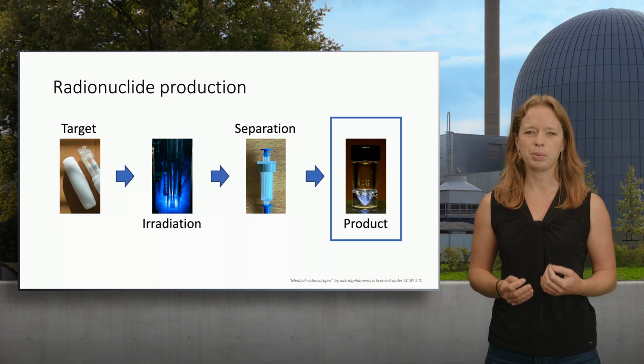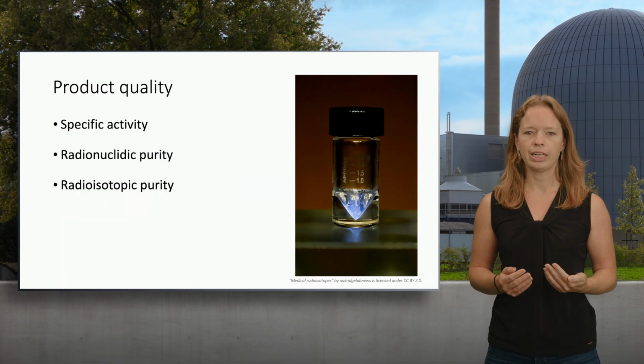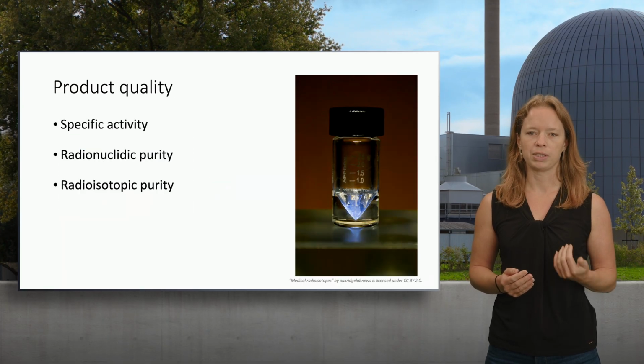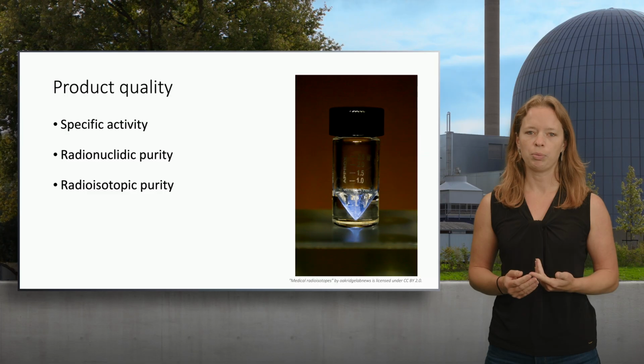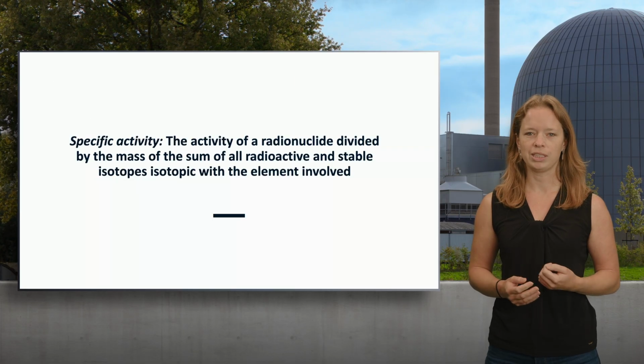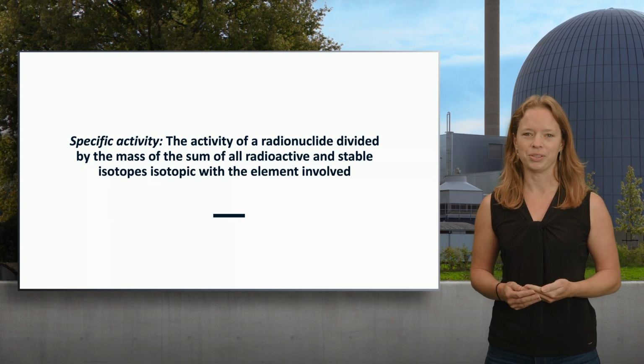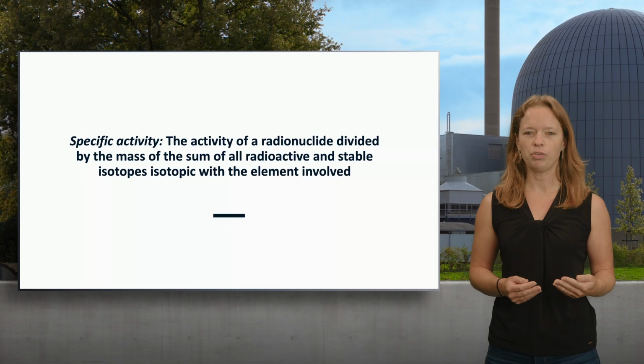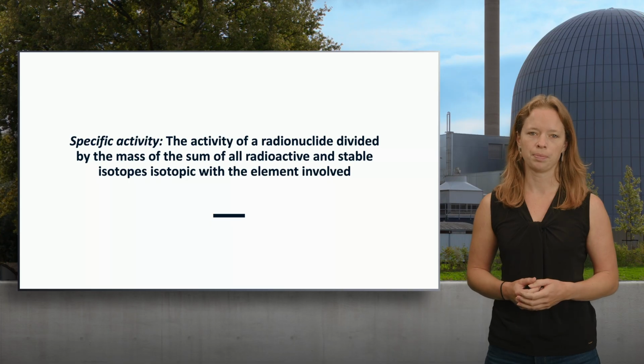However, there are often very specific requirements about the product quality which must be met. Therefore, we will look at three different indicators for product quality: the specific activity, the radioisotopic purity, and the radionuclidic purity. First, specific activity. The specific activity, according to radionuclide producers, is defined as the activity of a radionuclide divided by the mass of the sum of all radioactive and stable isotopes of that element.